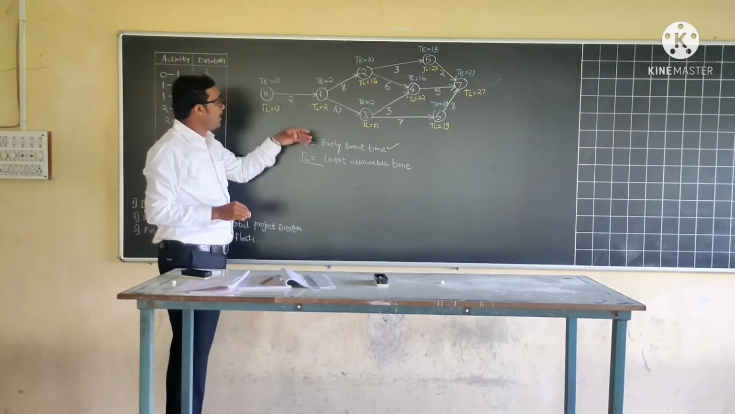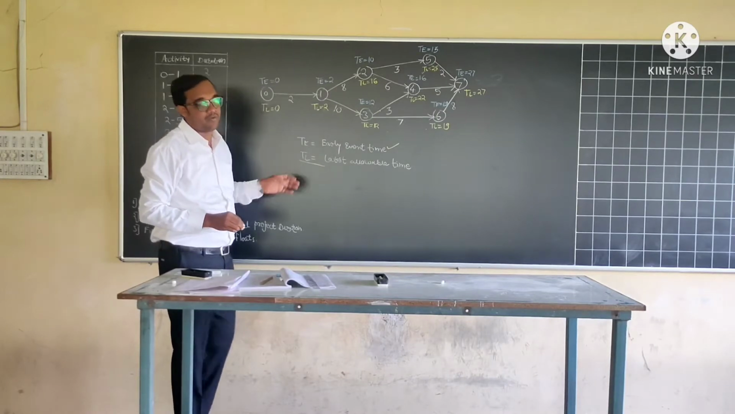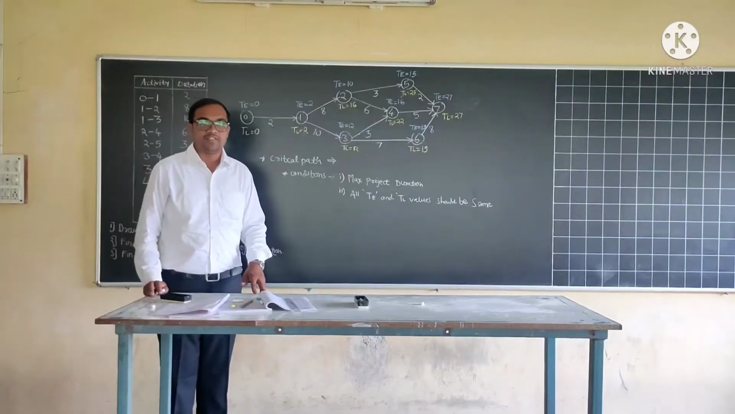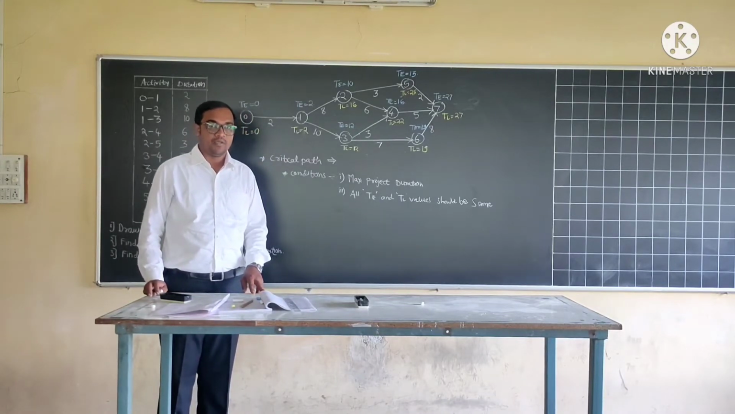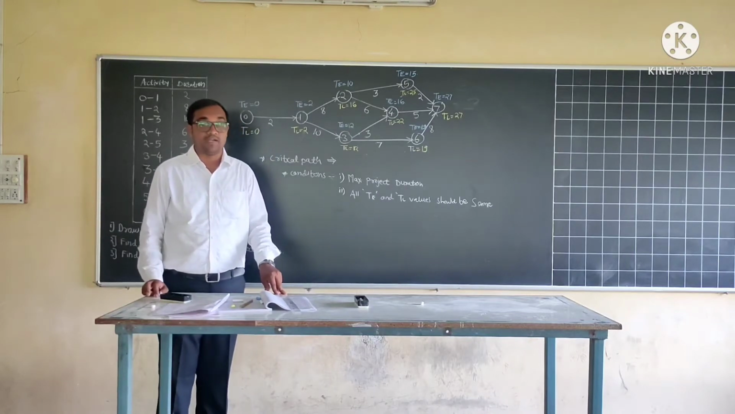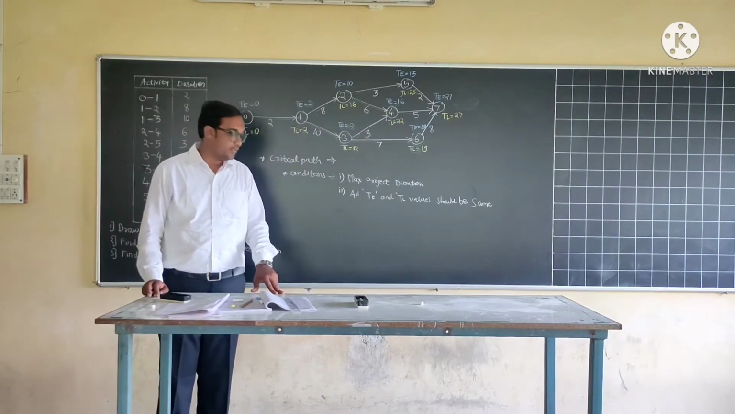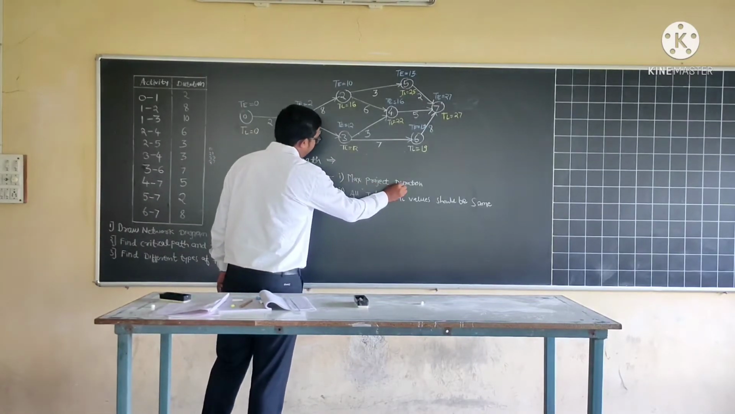Okay, so in this way, all the values of early event time and latest allowable time are calculated. After this, we will calculate the critical path and total project duration. There are some conditions which must be fulfilled to find out the critical path in the network. First is maximum project duration.